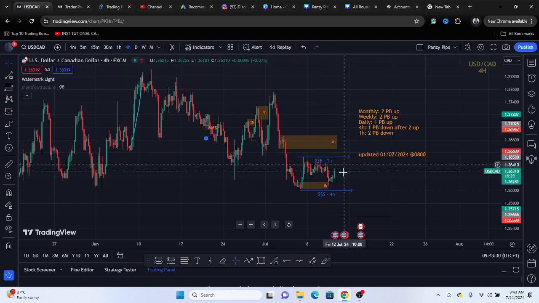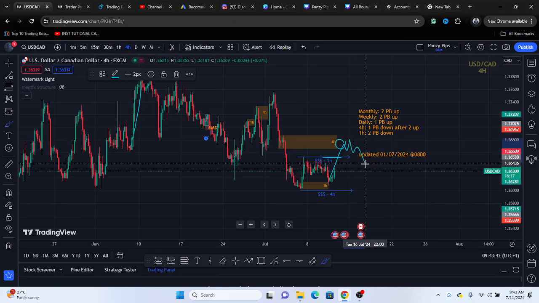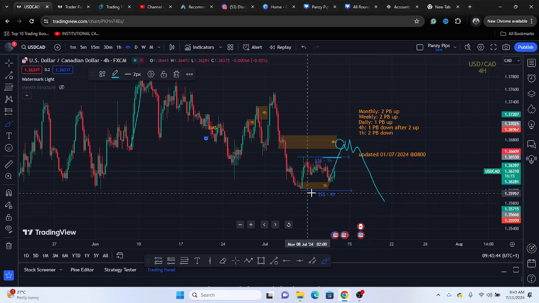All right. So I expect to see price go up, respecting the 1 hour perspective, take out our liquidity, come into our 4 hour zone, then from there begin to show some signs of reversal. Off we go, taking out our liquidity. From there we're good.